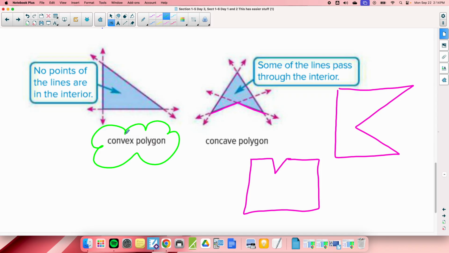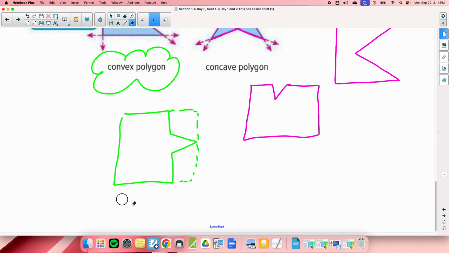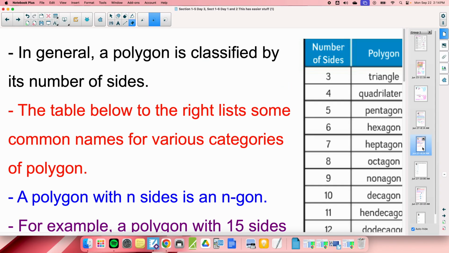What if it caves outwards? Good question. I would say concave, because this is a cave in and this is a cave in, because your original polygon would be like this. So this is kind of caved, that's kind of caved. Okay? All right. So now let's go to this page.